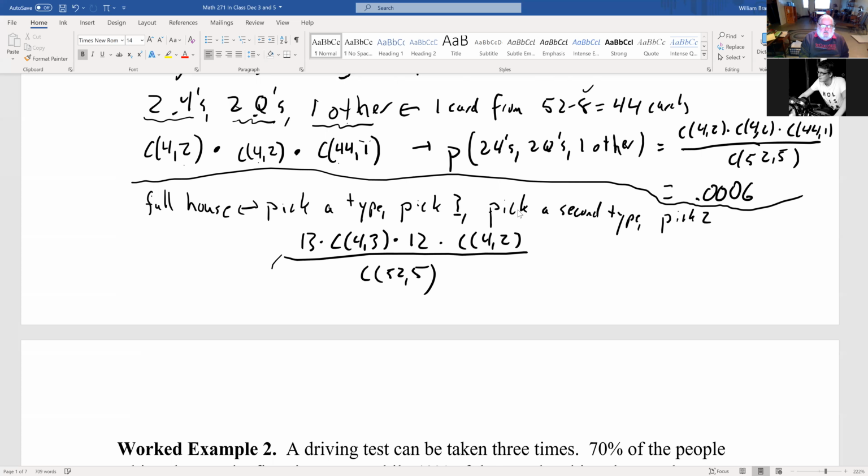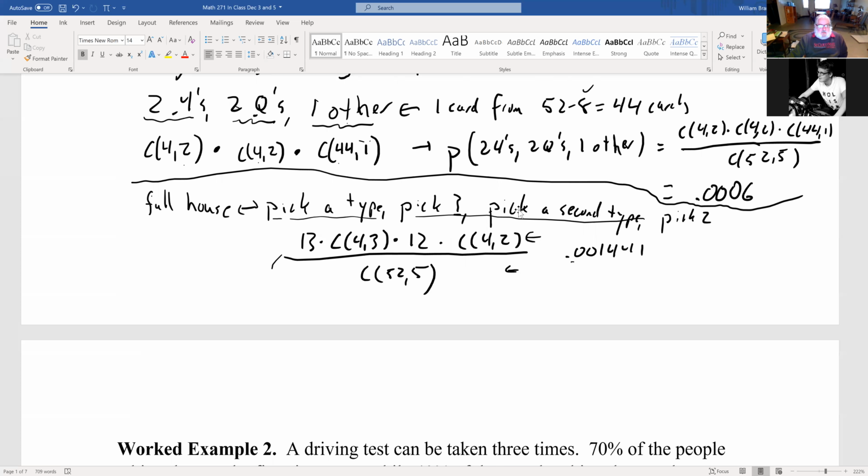gets divided by the total number. So the number of ways to do this process is the numerator. The total number of possible outcomes is the denominator, and this is 0.001441. So less than 1% of the time, if you pick 5 cards at random, you get a full house.